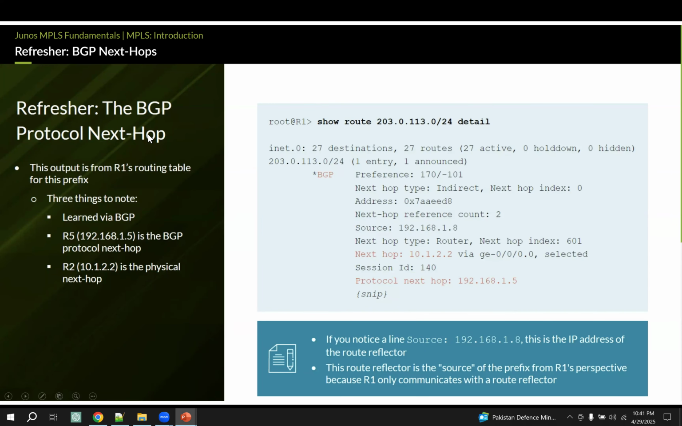Here there are basically three things: learned via BGP, Router 5 is the BGP protocol next hop, and R2 is the physical next hop. See here, this is the route and the next hop is this one, but the protocol next hop is this. The protocol next hop is router 5, but the physical next hop is router 2. So this is actually an IBGP limitation.